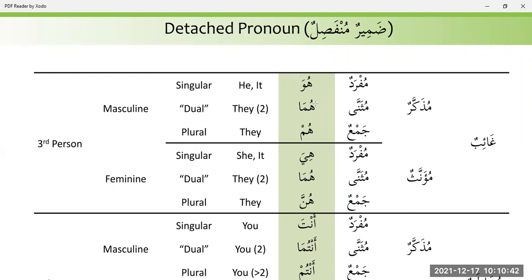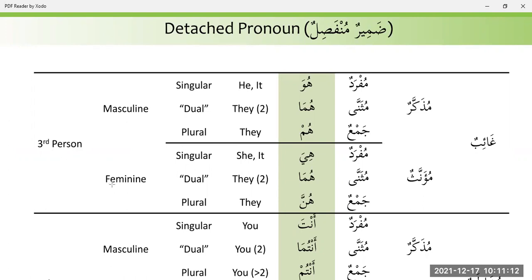And for the third person masculine plural, we use they. In Arabic, ghaib muzakkar jama, we use hum. Hum means they. So they are the third person for the masculine. And now we look at the feminine.